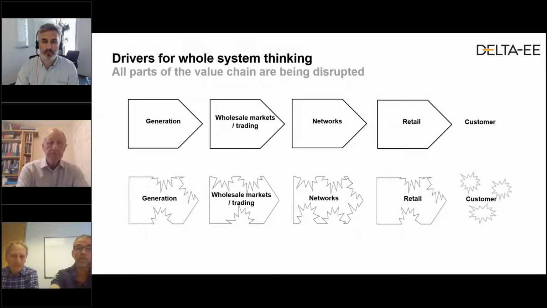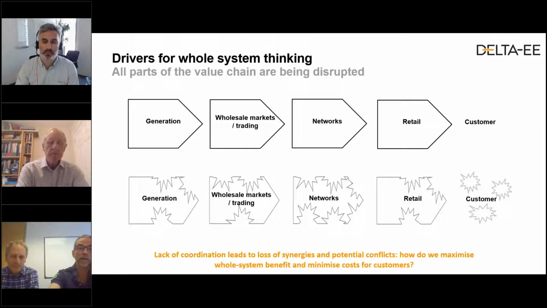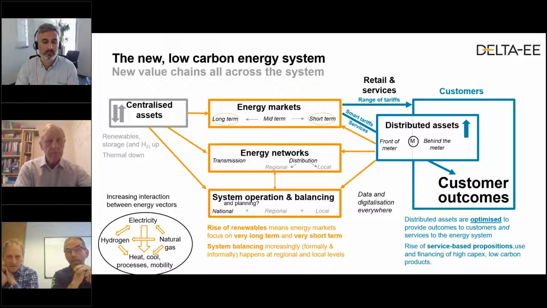So there's disruption all the way through the value chain, which is leading to some huge questions around loss of synergies and potential conflicts as these challenges in each part of the value chain are addressed. So big question around how we maximize this whole system benefit and crucially minimize the cost for consumers. So we believe that's going to lead to new types of value chain emerging, and on the next slide we just try and set out how we see that developing.